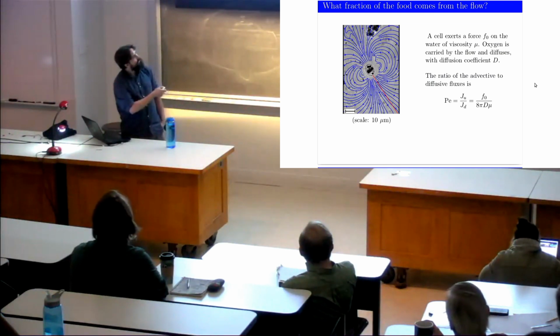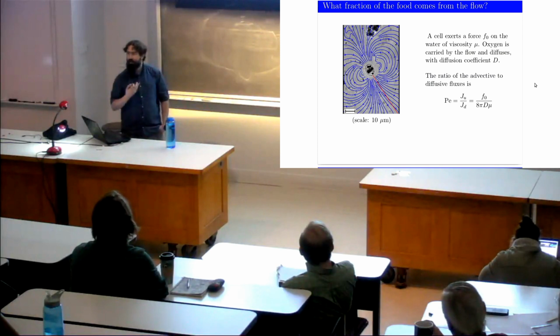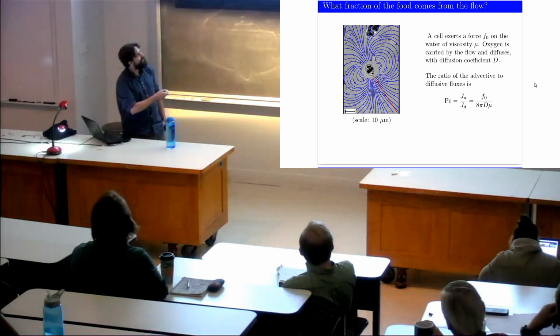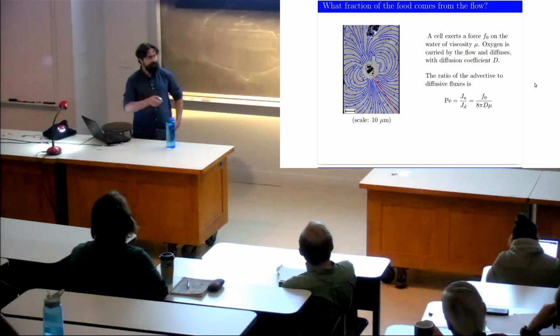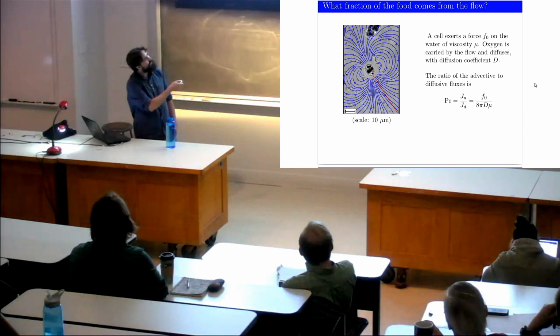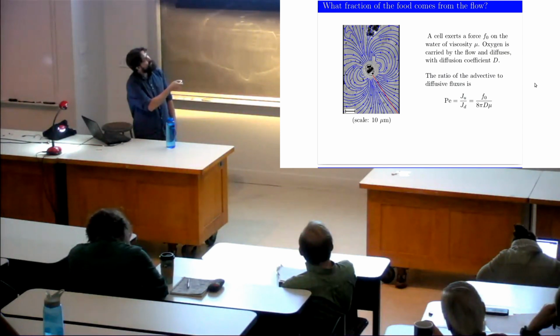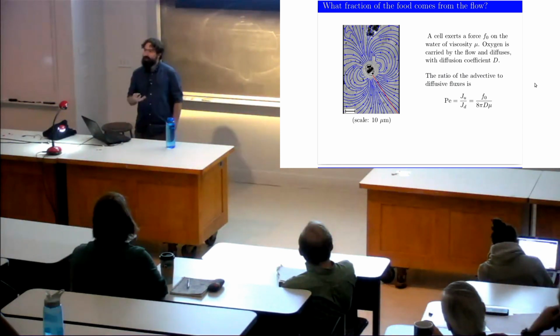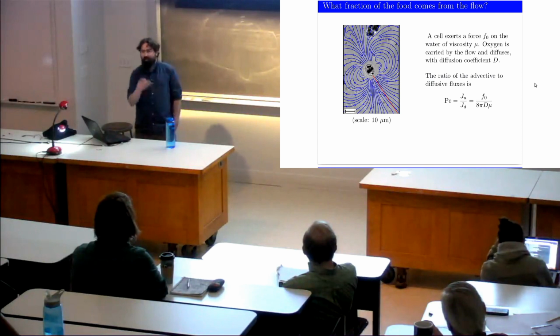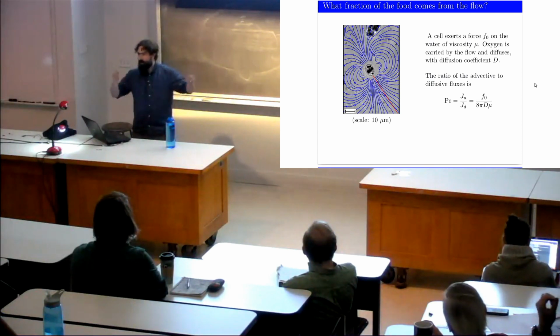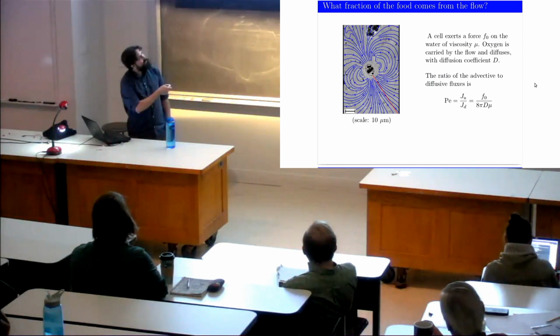You can figure that out quite easily by defining the Peclet number as the ratio of the advective flux, the flux of oxygen coming towards me as a result of the fluid flow that I'm creating, to the diffusive flux. You solve the Stokes equations, and you find that the Peclet number is the force the cell is exerting, divided by a typical number determined by the diffusion coefficient of oxygen in water and the viscosity of water. If this strategy is to make any sense, this number has to be at least of order 1. Otherwise, all the oxygen is gone. So the cell needs to make this number of order 1.